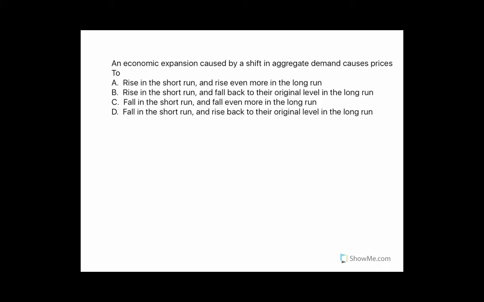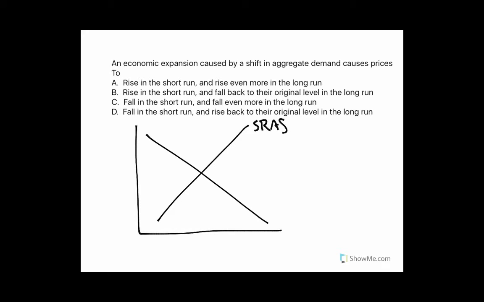Okay, now it mentions an economic expansion caused by a shift in aggregate demand. We have short-run aggregate supply and aggregate demand. Now it tells us that there's a shift in aggregate demand. It doesn't mention right away whether that shift is to the right or to the left. Okay, so we know there's a shift in aggregate demand. The way we decide that is that it tells us that there's an economic expansion.